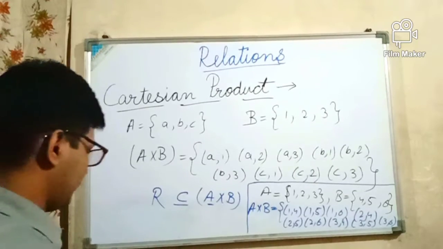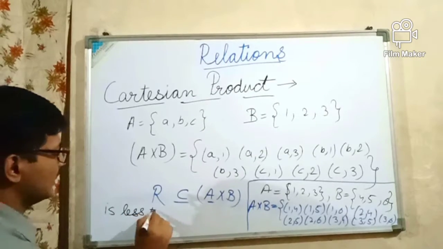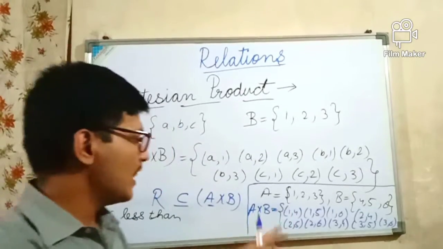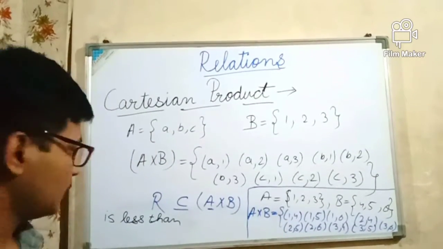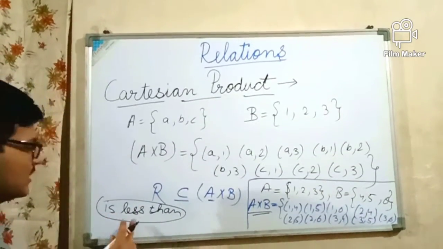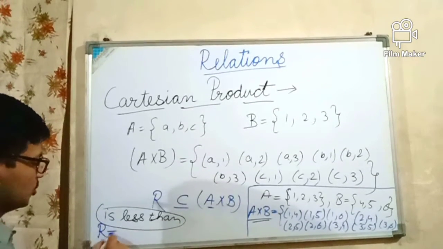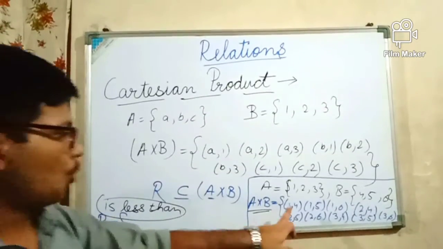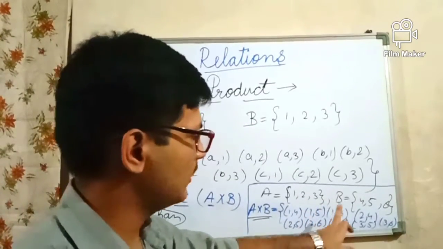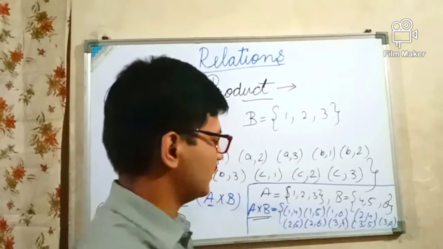Okay, अगर मैं यहाँ पे कंडीशन लगा दूँ is less than, means the element of A should be less than the element of B. अगर मैं इस सेट पर कंडीशन लगाऊं is less than की, तो जो हमारे पास रिलेशन R होगा, जो सेट बनेगा हमारे पास, देखिए (1,4), (1,5), (1,6): 1 is less than 4, 1 is less than 5, 1 is less than 6, 2 is less than 4, 2 is again less than 5, 2 is less than 6.